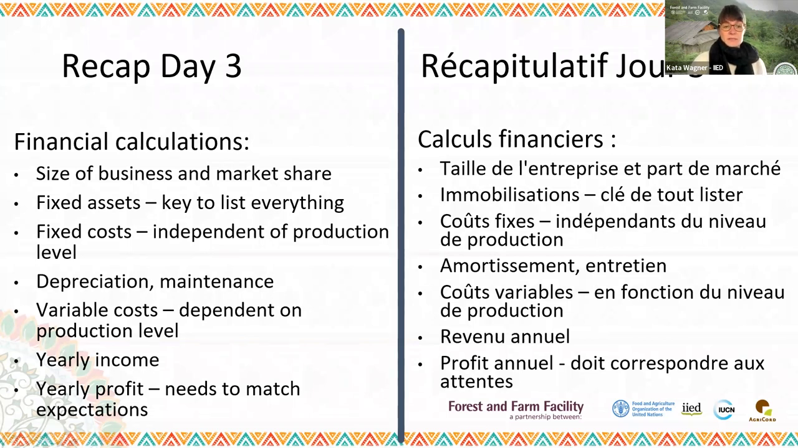And then the entrepreneurs calculate their yearly income, which we said is not yet the profit. And then they calculate the profit. And importantly, this is the point where the entrepreneurs, together with the facilitators, realize whether the profit they calculate based on these calculations previously is going to match their expectations.